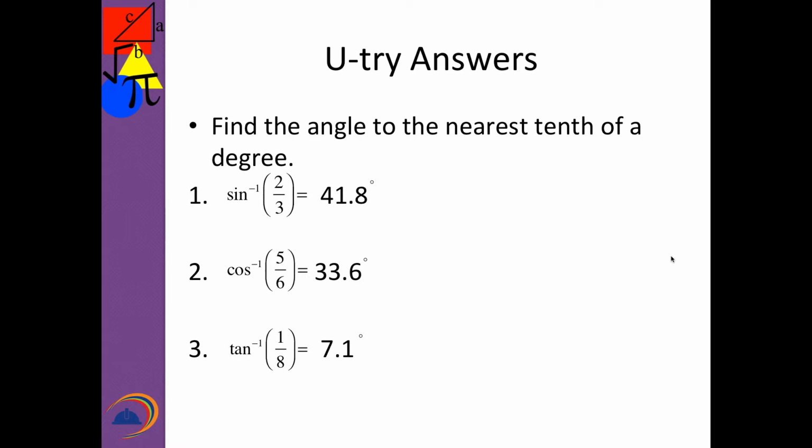So the inverse sine of 2/3 is 41.8 degrees. That means if you take in your calculator and hit sine of 41.8 degrees, you should come up with 2/3, or the decimal equivalent, which is 0.666666, and then a 7. Number 2, I came up with 33.6 degrees, and number 3, I came up with 7.1 degrees. So if you need to pause the video until you have gotten those correct answers, please do so.